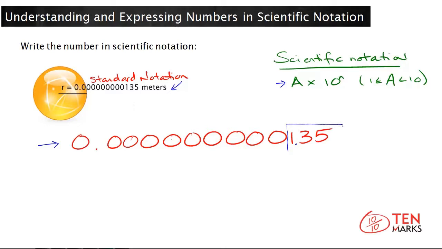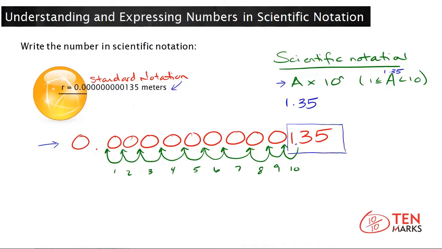So in a really small number, the first non-zero digit happens after all of the zeros. So the factor is 1.35, and as you can see, it does fall within the appropriate range. So I'm going to write our factor right here. Now the next thing to do is count and see how many places this decimal point in the factor needs to move to get back to its original location in the number in standard notation. So let me go in and count each of those places for you.